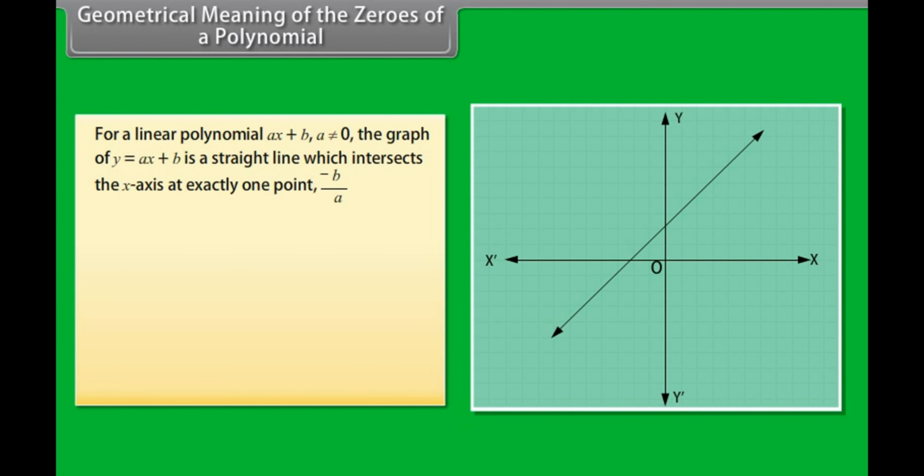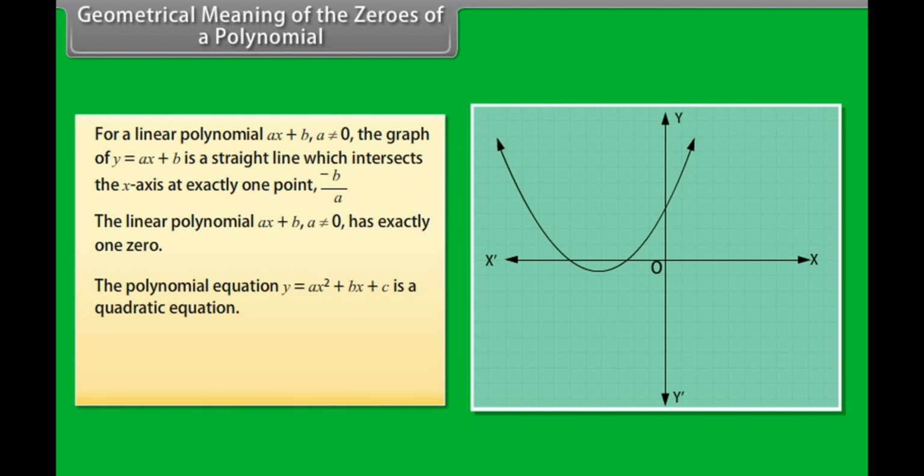For a linear polynomial ax + b, a is not equal to 0. The graph of y = ax + b is a straight line which intersects the x-axis at exactly one point, -b/a. Therefore, the linear polynomial ax + b, a not equal to 0, has exactly one zero. The polynomial equation y = ax square + bx + c is a quadratic equation. The graph of a quadratic equation is a parabolic curve.